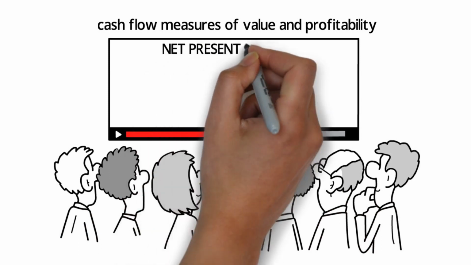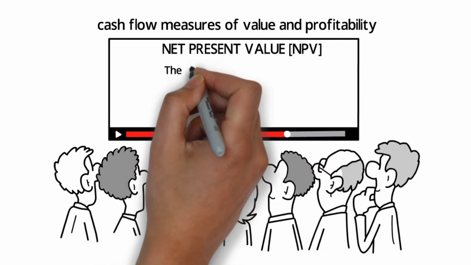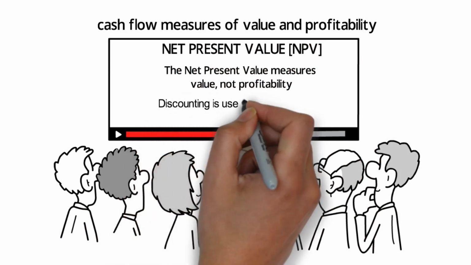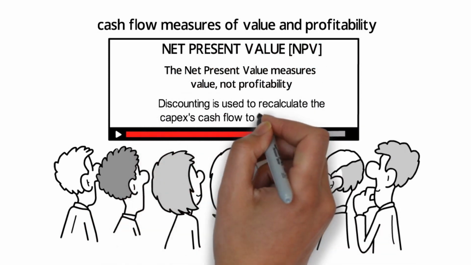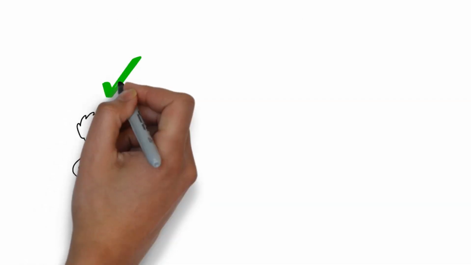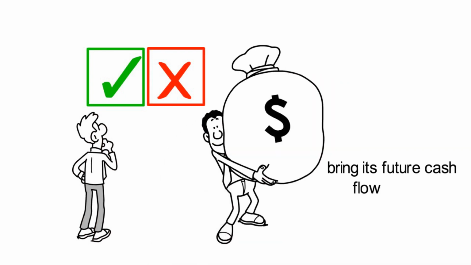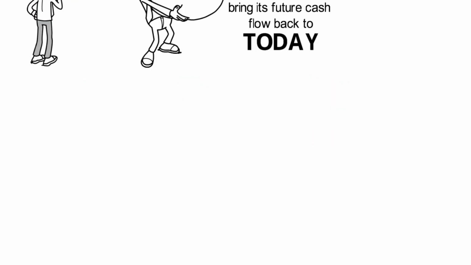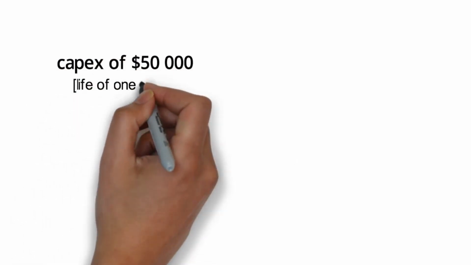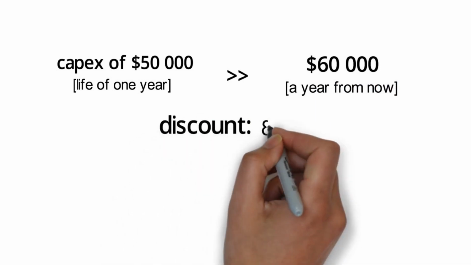We begin with the net present value, or NPV. The net present value measures value, not profitability. Discounting is used to recalculate the capex's cash flow to its value today. To be able to determine if a capex you want to make today is good or bad, you need to bring its future cash flow back to today. For example, we have a capex of $50,000, and it has a life of 1 year, and the only payment that will come from this capex is $60,000 that will come 1 year from now. Additionally, you have a discount rate of 8%.